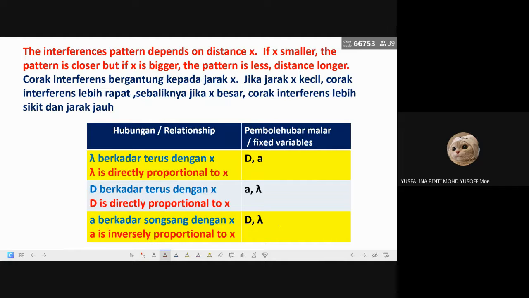So D is directly proportional to X. If you increase your D, your X will also increase. So the X will become further, it will become longer.